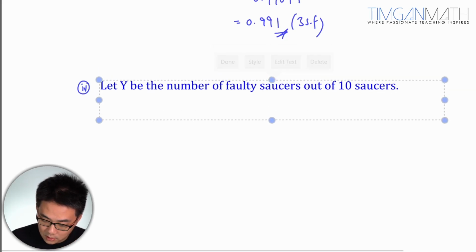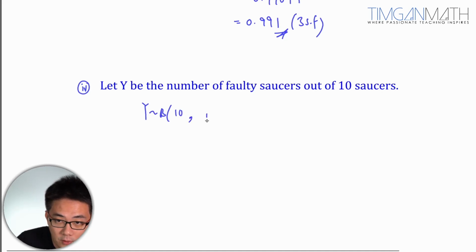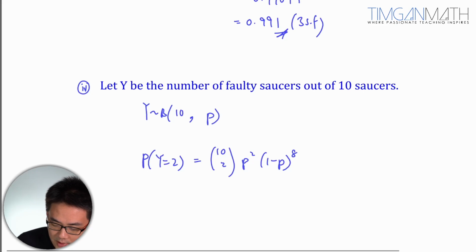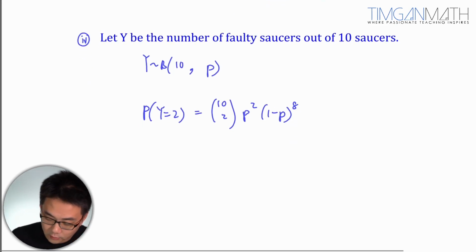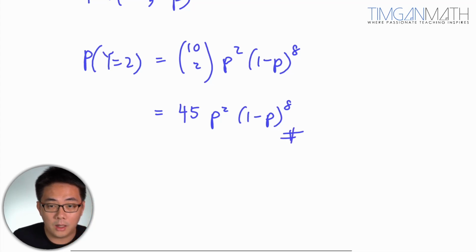Okay, so once we've done that, we have Y following a binomial distribution of 10, and it's faulty at P. Alright, and we write down exactly 2 are faulty, so P(Y equals 2). This is 10 choose 2, P squared, times 1 minus P to the power of 8, which is 10 minus 2. You could just refer to the MF26 PDF, okay? So 10 choose 2 would be 45. So this is 45 P squared (1 minus P) to the power of 8. This is the expression there.